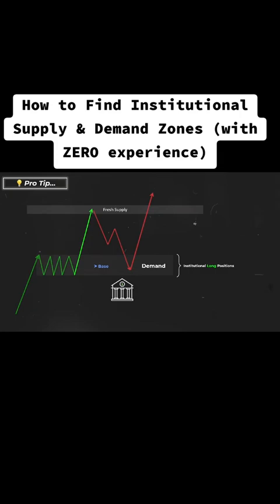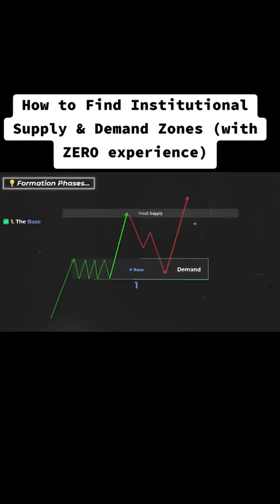Now here's the bigger picture. All of this plays out in 4 key steps: the base, the expansion, which could be a rally or a drop, the retracement and mitigation, and finally, the continuation. And here's the part that matters most. We always focus on the continuation phase, because that's where the highest probability entries show up.